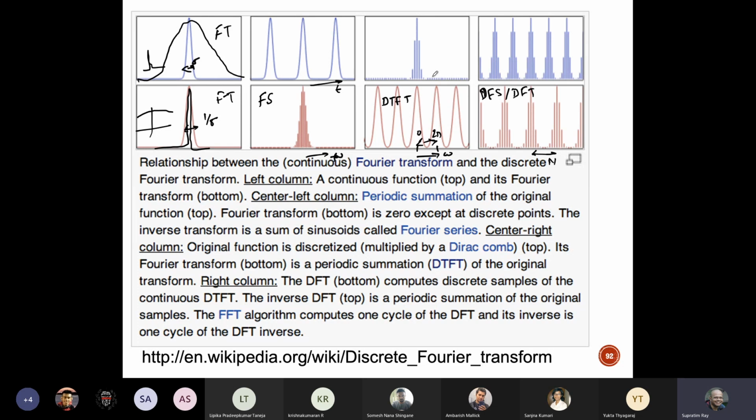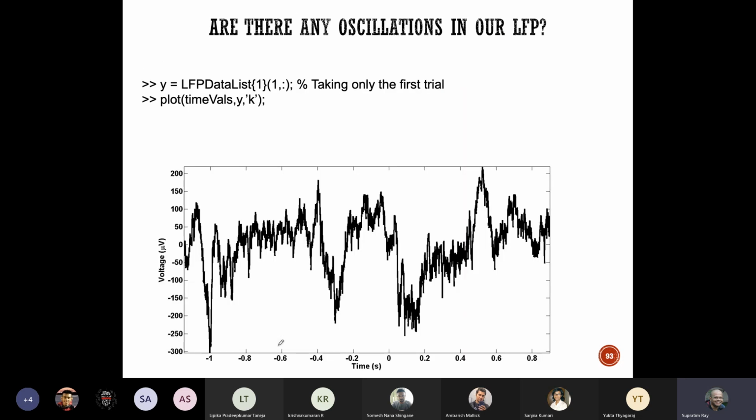When we compute the FFT in MATLAB, essentially we are doing the DFT. The FFT algorithm is just one cycle of the DFT, and its inverse is one cycle of the DFT inverse. Okay, so we had done this, and then we started by looking at the signal. So here's the signal. It's a vector of length 4096, and when I specify what each sample corresponds to in this vector time vals, I get a plot like this.